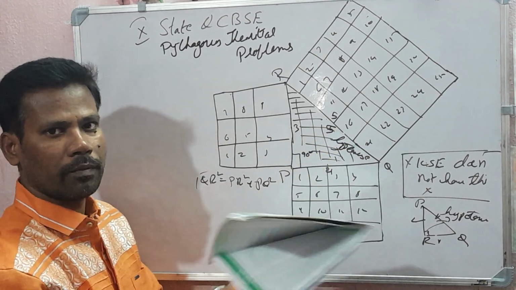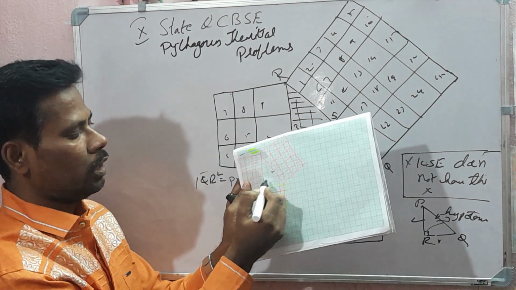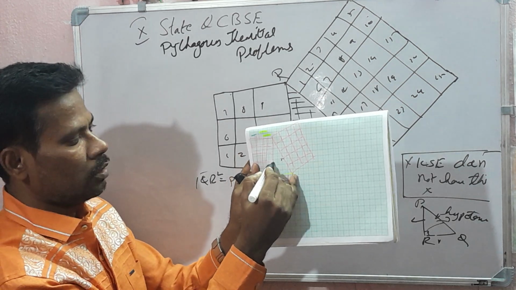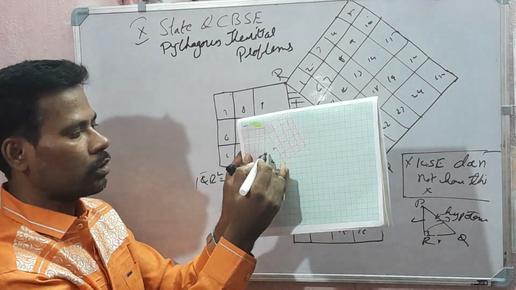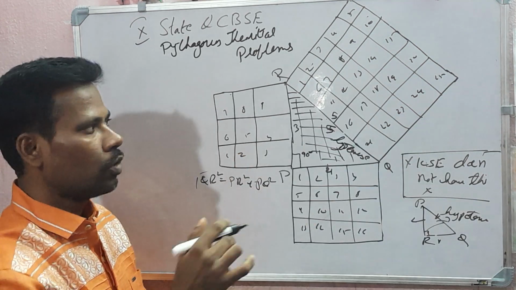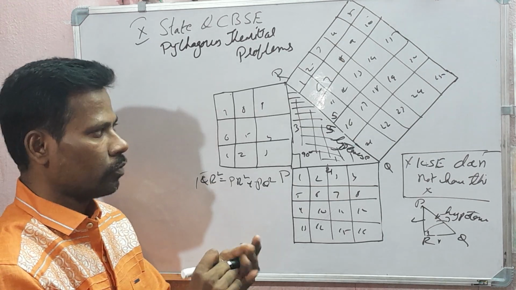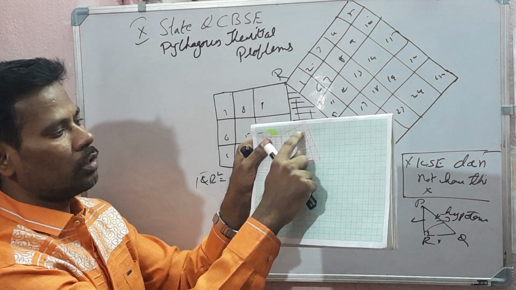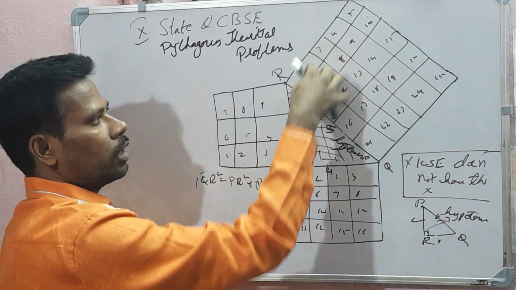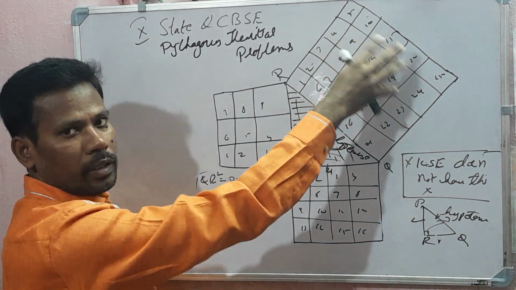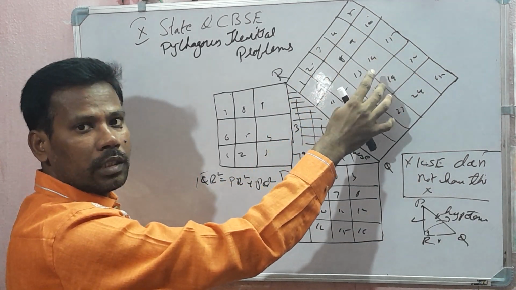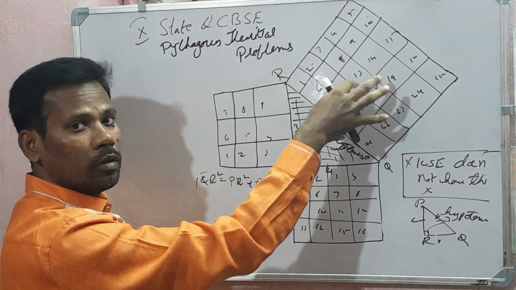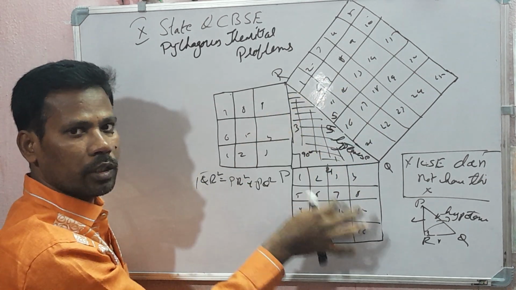Here I am taking it as 5 centimeters. Here this is nothing but 3 and here it is 4 centimeters. 5, 3, 4. What I noticed is these small squares here, 1, 2, 3, 4, 5, there are a total of 25 squares here.